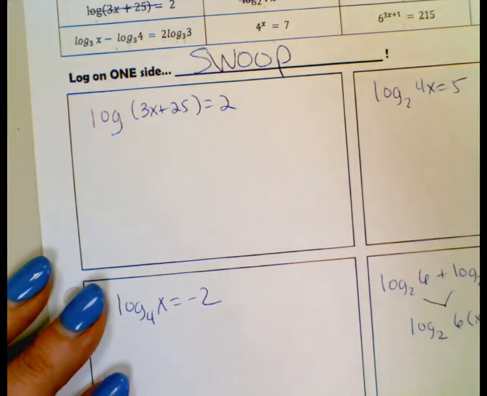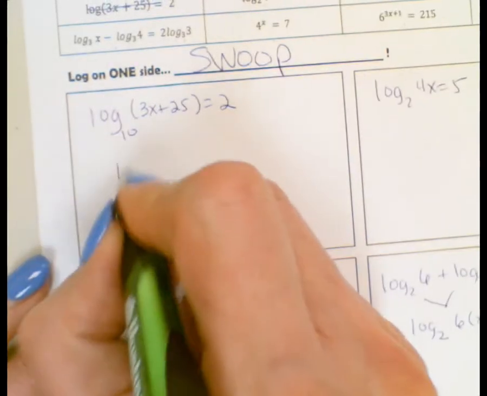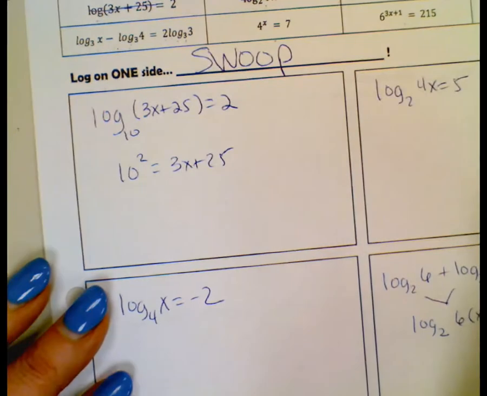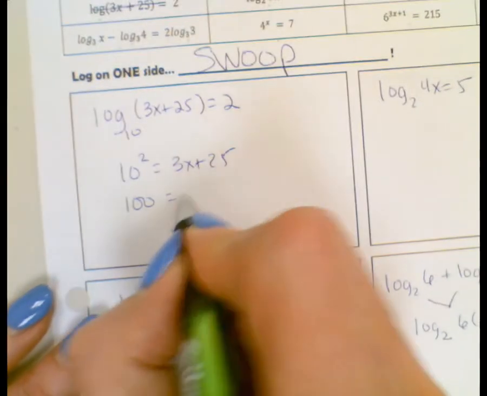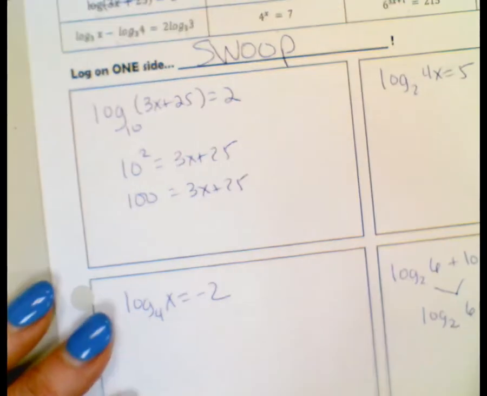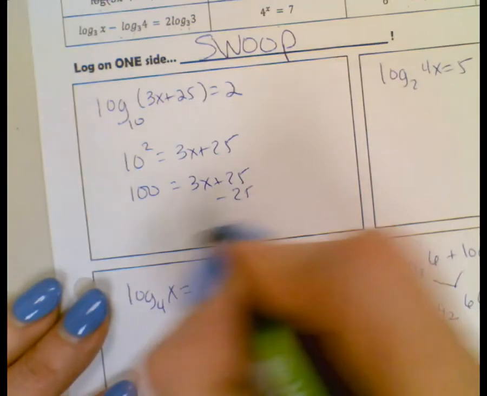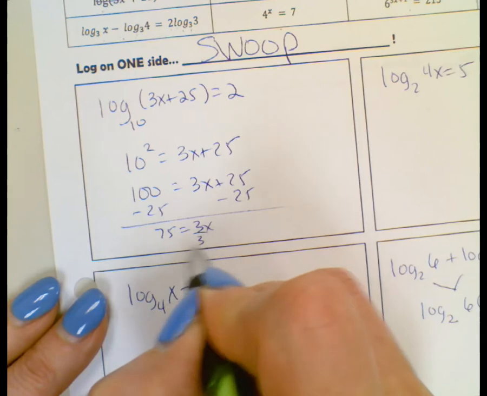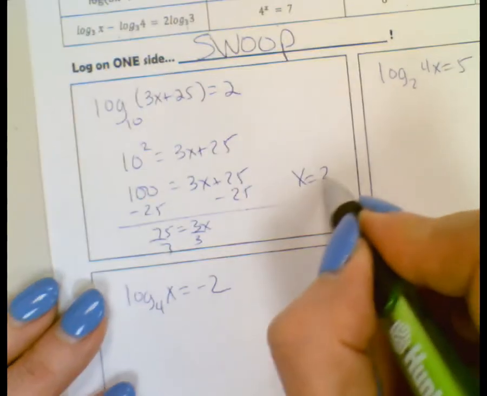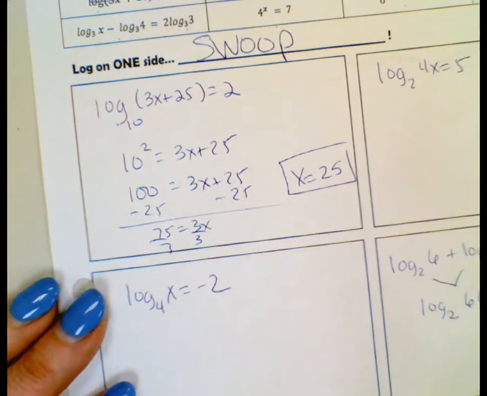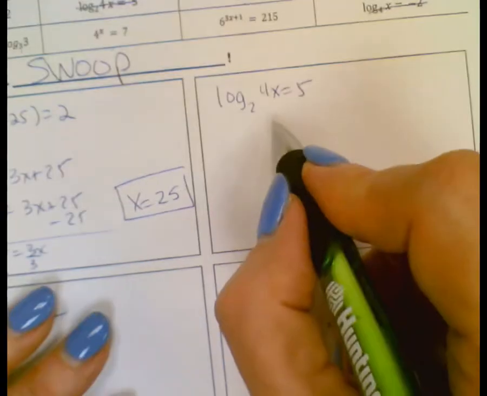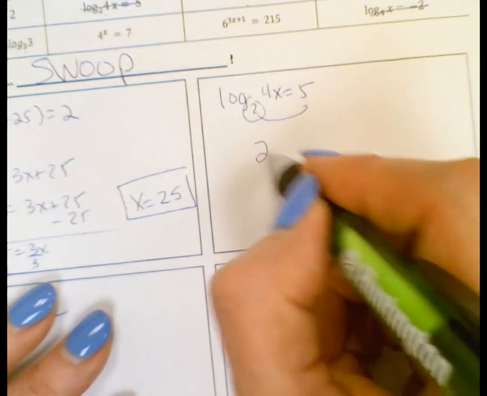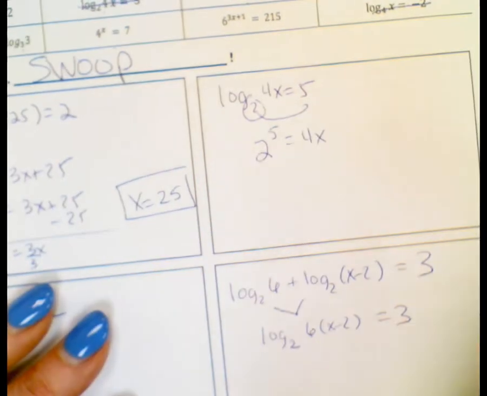Okay, here we go. What's the base? 10. So it's 10 squared equals 3x plus 25. 10 squared is 100. Subtract 25. Divide by 3. And x is 25. Done. Okay, here we go. Next problem. Swoop. Starting with your base. Swoop. 2 to the 5th equals 4x.